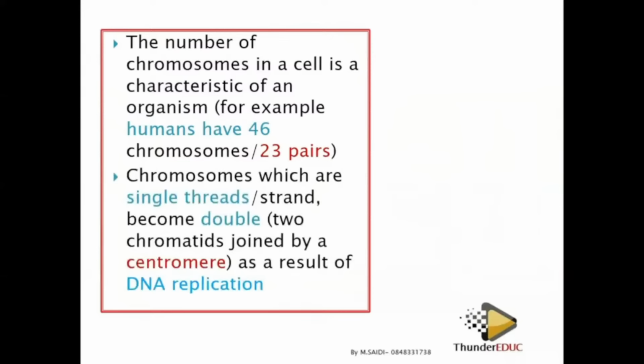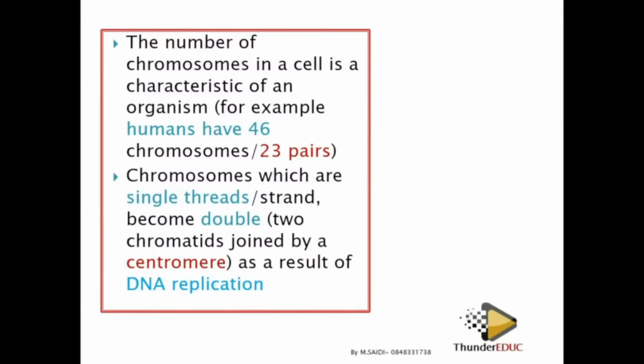So it doesn't matter whether you are big or small, but you might have your own uniqueness. We are saying that chromosomes which are single thread or strand become double when the chromatids are joined by the centromere. The center of the chromosome, we call it the centromere, as a result of DNA replication. So if DNA replication occurs, the single-stranded chromosome is going to become double-stranded. That's why you call it an unreplicated chromosome or single-stranded chromosome. The moment DNA replication occurs, it becomes a double-stranded chromosome or replicated chromosome.